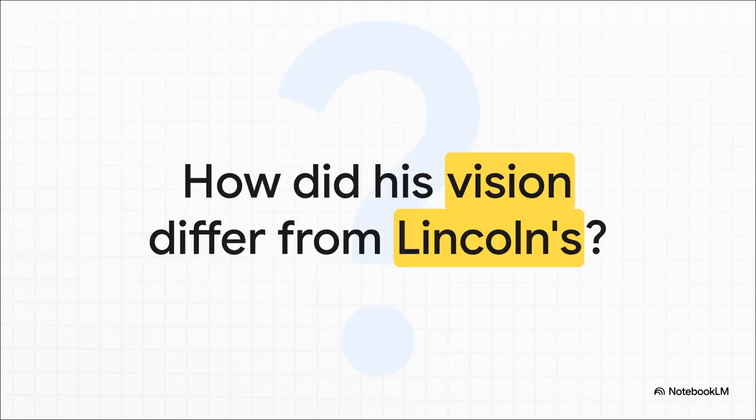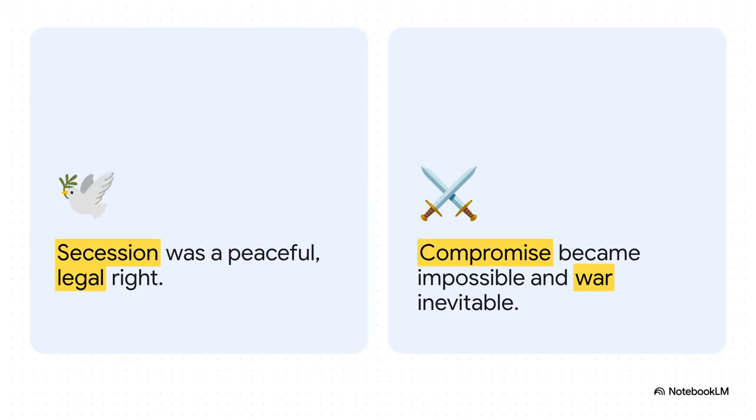Now, remember, history doesn't just happen in a vacuum. While Davis is declaring all of this down in the South, Abraham Lincoln is up in the North with a completely different perspective. So how did Davis's vision differ from Lincoln's? To truly grasp why the Civil War started, we really have to look at how these two opposing viewpoints just crashed into each other. This right here illustrates the central conflict.